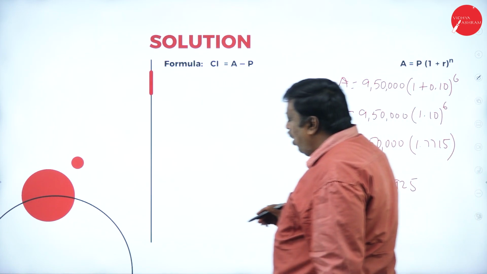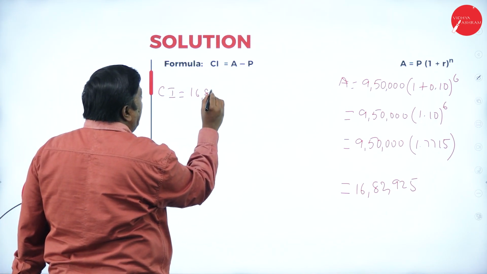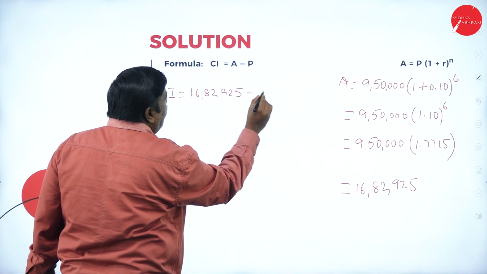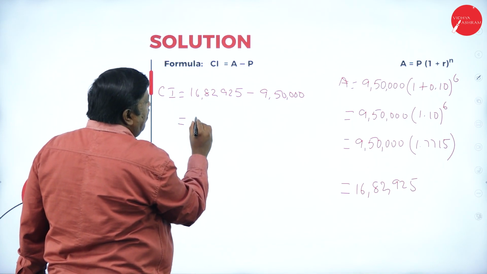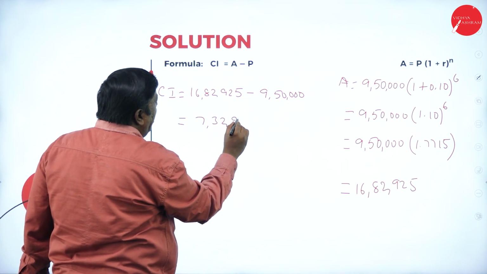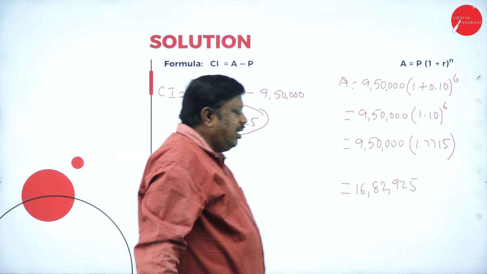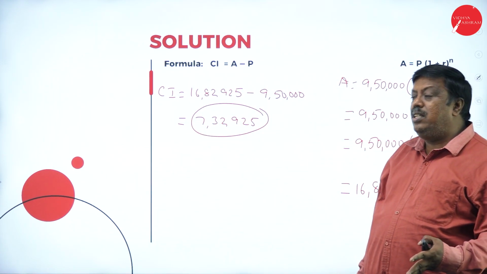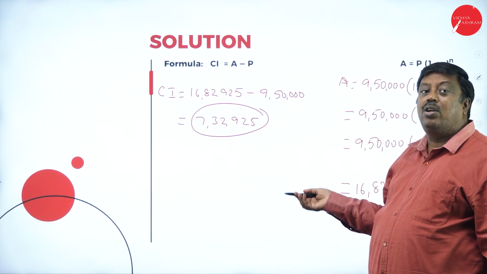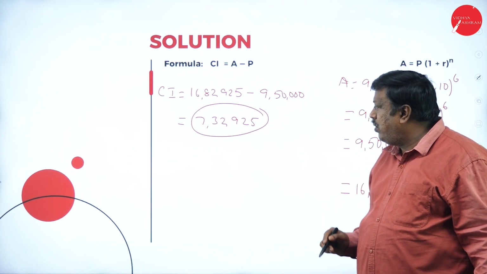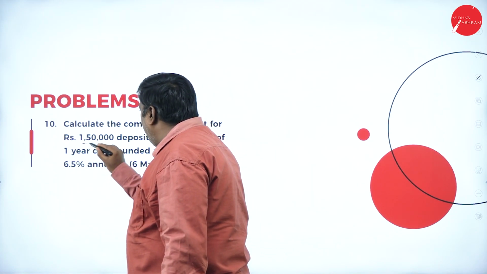16,82,925. So my compound interest will be CI equals 16,82,925 minus 9,50,000. So it is going to be 7,32,925, the amount of interest I am going to get here. So now, if I invest 9,50,000 for a period of 6 years at the rate of 10%, the interest we are going to earn on compounding will be 7,32,925.